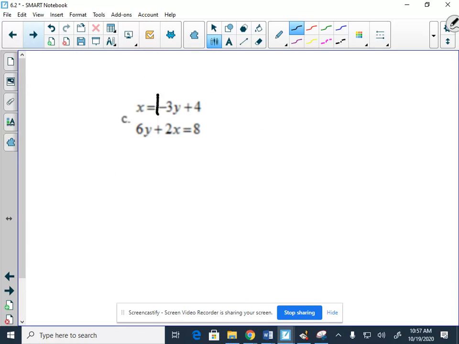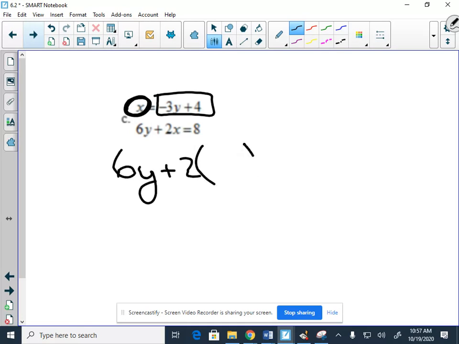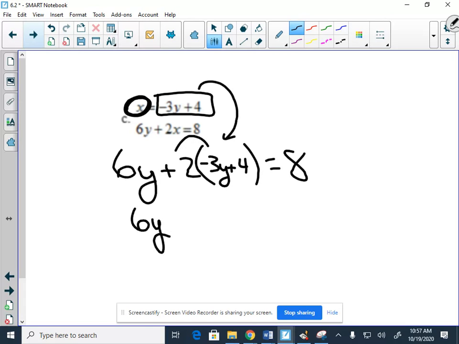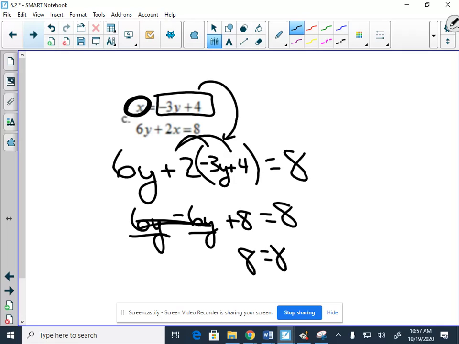All right, so this one, we have x equals something already. We have one of the variables by itself. So x is the variable you're going to take out of the second equation. So I take out x. Now this is something that some students struggle with a little bit. Because x is by itself, go to the other equation, take out the x. Now put in what x equals. X equals negative 3y plus 4. Now it's simple algebra. We multiply 6y minus 6y plus 8 equals 8. 6y minus 6y would disappear. We get 8 equals 8.